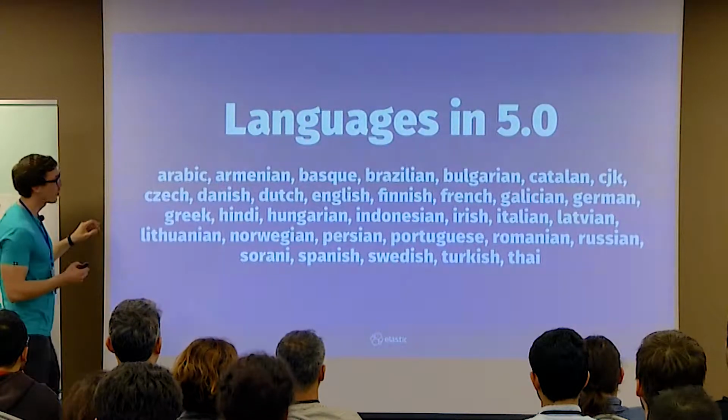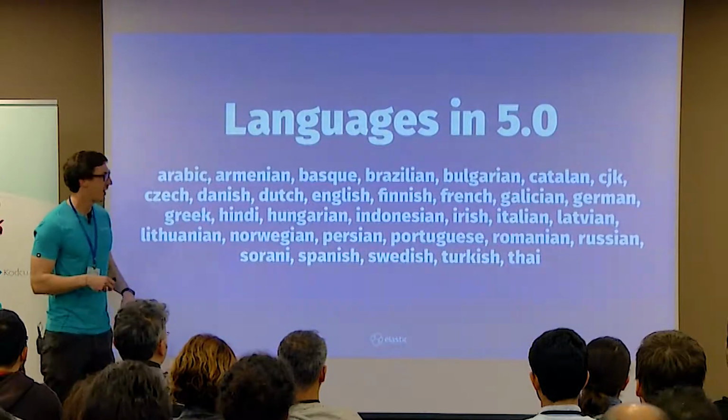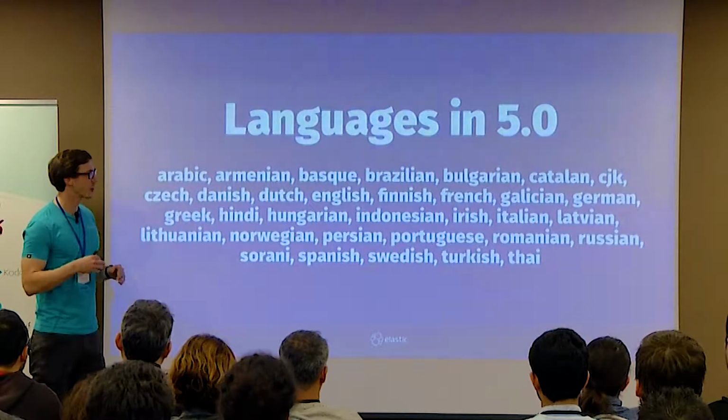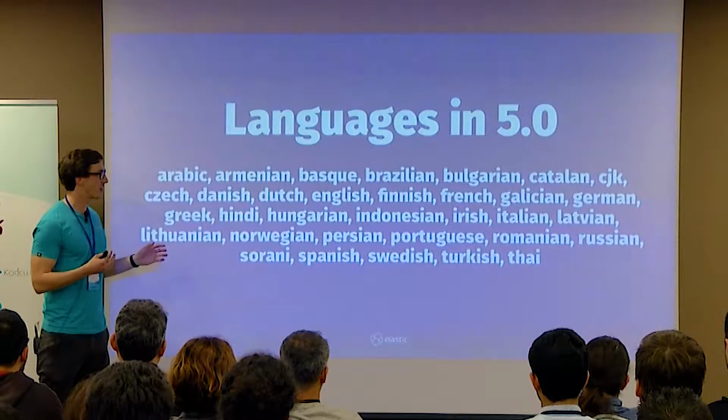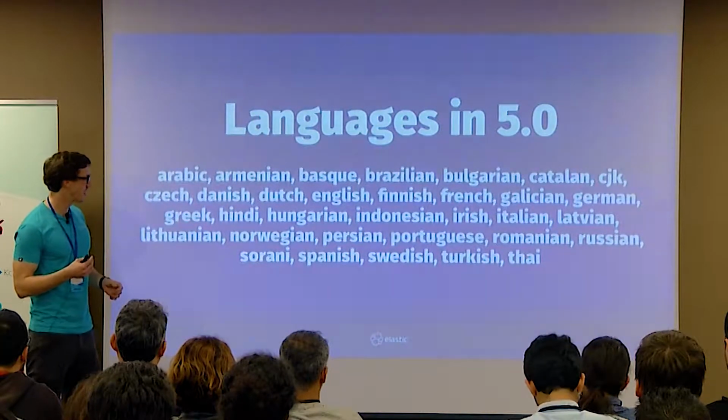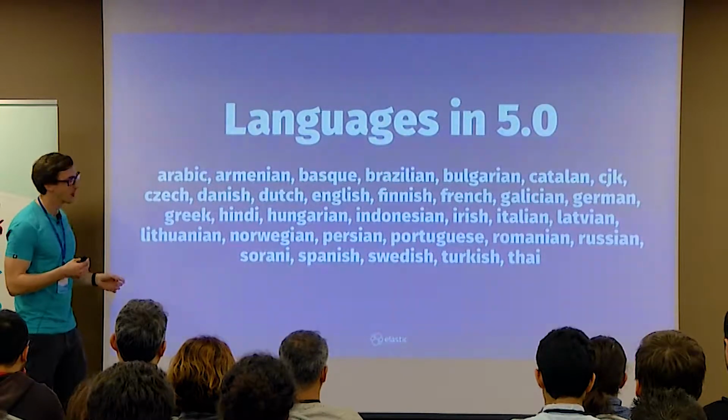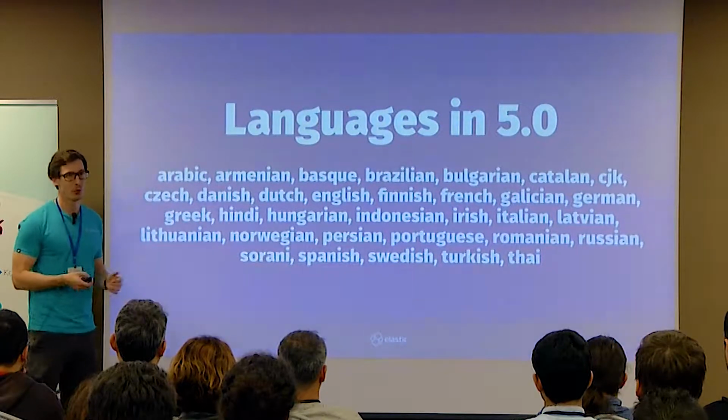Language-wise, that is what we supported in 5.0. Turkish is in there, lots of the Western European languages, though some are missing. So for example, Slovenian and Slovakian, where I'm quite frequently, they're not there, they're just not supported yet.